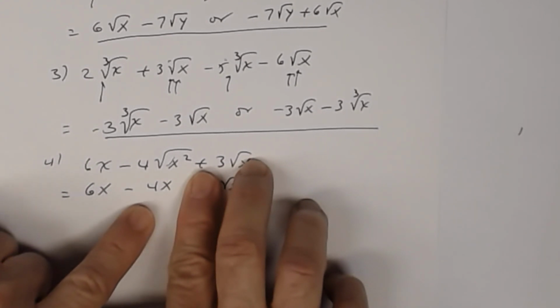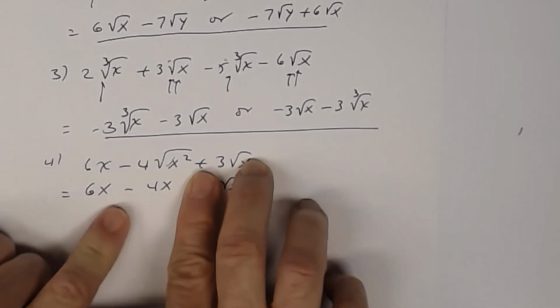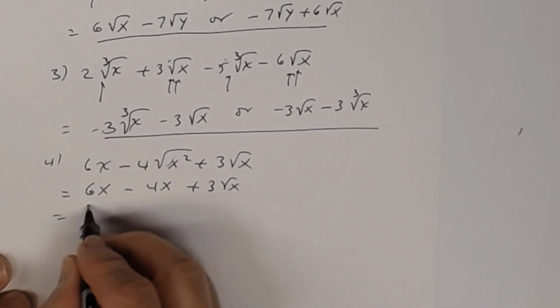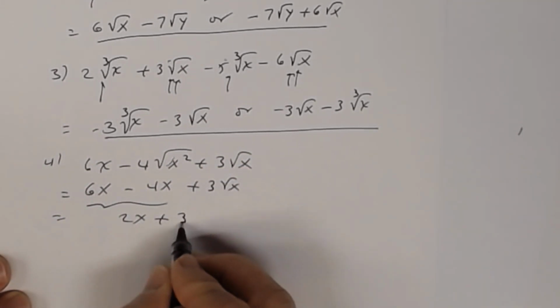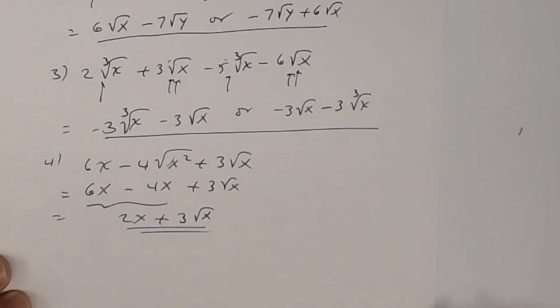But I do know, if I cover this part up, that I can combine 6x and a negative 4x. 6x minus 4x is 2x. So that becomes 2x plus 3 square root of x. And there's your answer there.